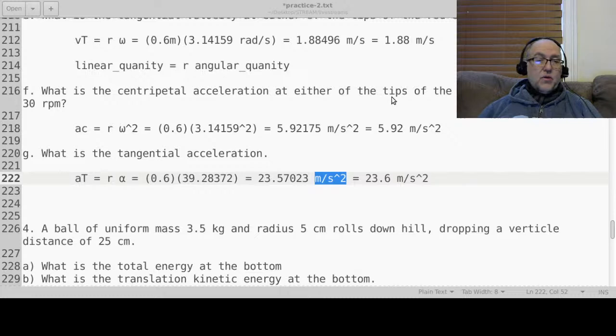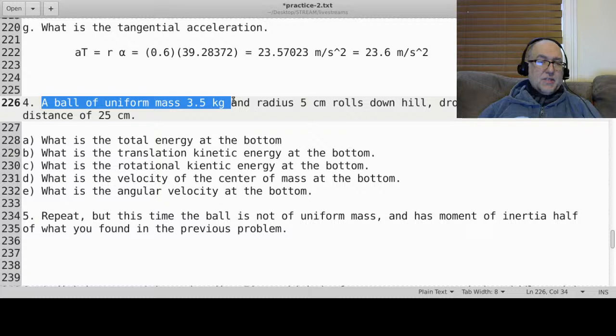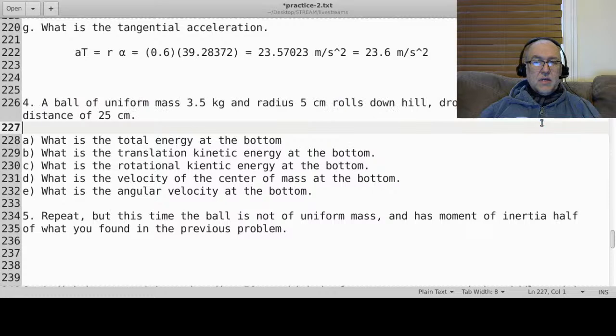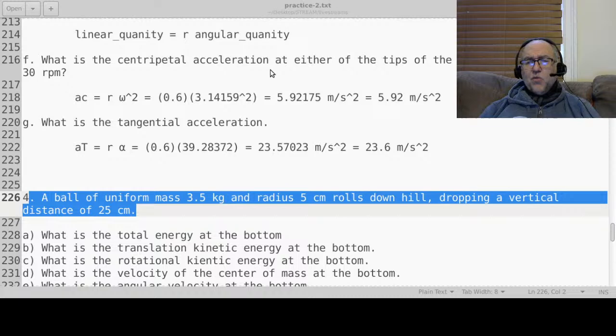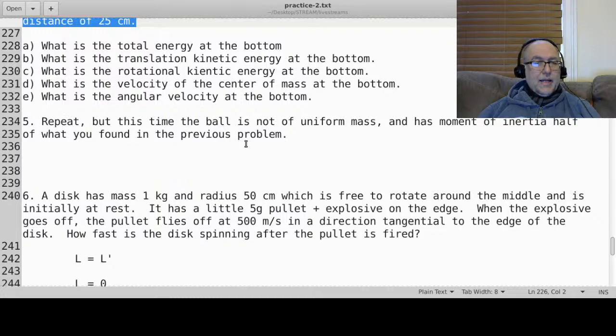Well, I was going to do this one here. Let me just mention it. It's a ball of uniform mass, 3.5 kilograms, 5 centimeters, rolls downhill and drops a vertical distance of 25 centimeters. That is not how you spell vertical, okay? But when I wrote the question, I wasn't thinking. We actually did one like that, the week before the Thanksgiving break. So I don't see a point to redoing that. You could just go back and watch that live stream again. That's the reason I chose live streams over Zoom, so that you could watch them over and over again. But there you go.